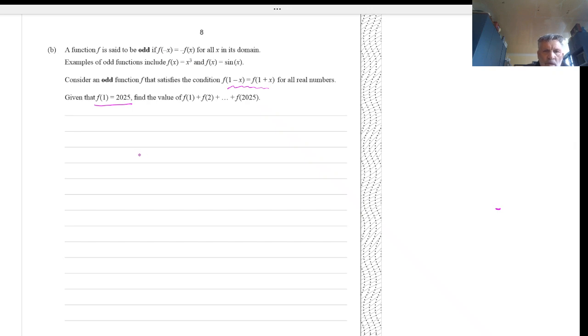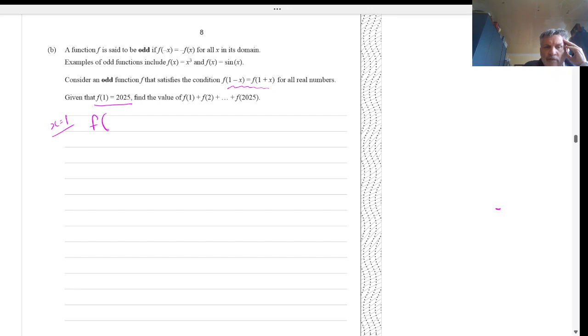So let's just start with that. I think a good thing to do would be to look at some values of x. Let's just look at x equals 1. X equals 0 is no good because 1 minus 0 is the same as 1 plus 0. It's just telling us f of 1 is equal to f of 1. So x equals 1 is the first one that's going to give us something of interest.